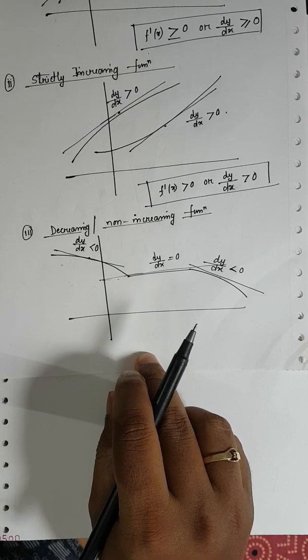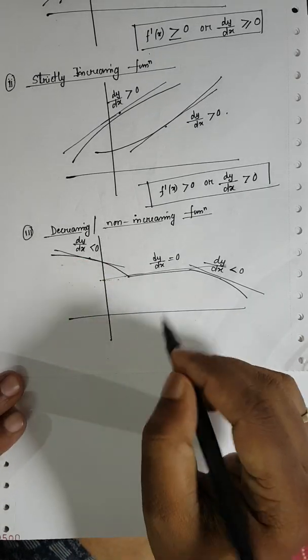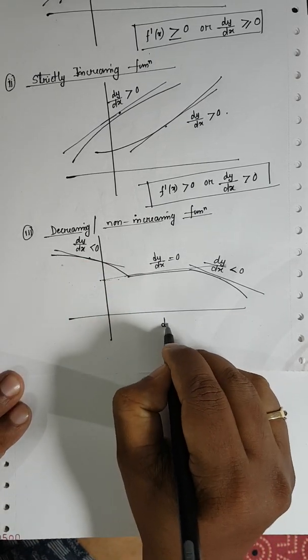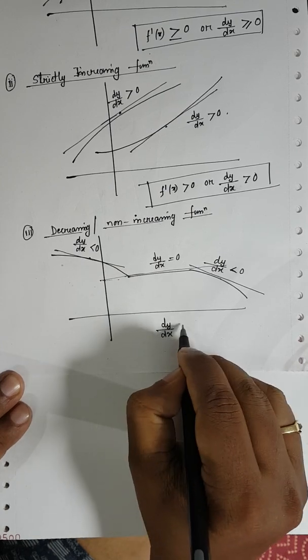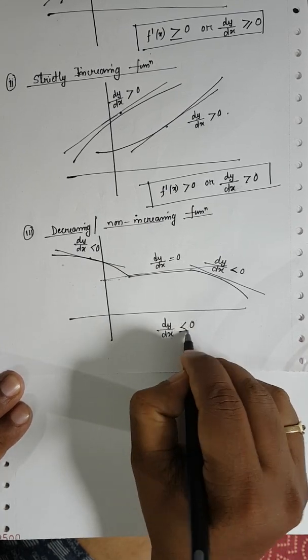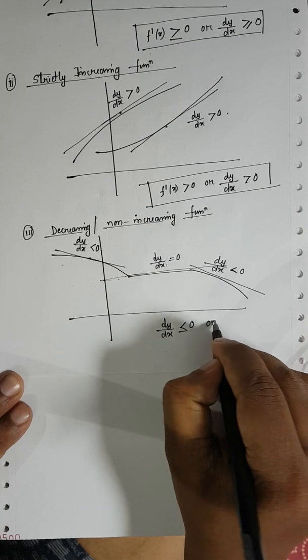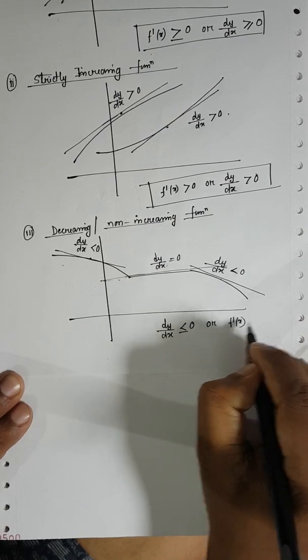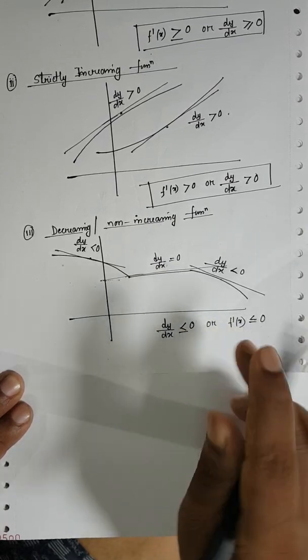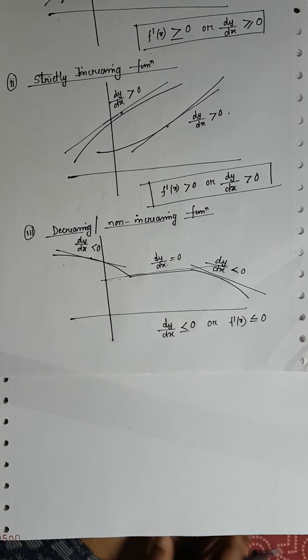Therefore you can say that for a decreasing function or non-increasing function, the value of dy by dx is always less than 0 or maybe equal to 0, or you can say f dash x is less than or equal to 0. This is for decreasing or non-increasing function.